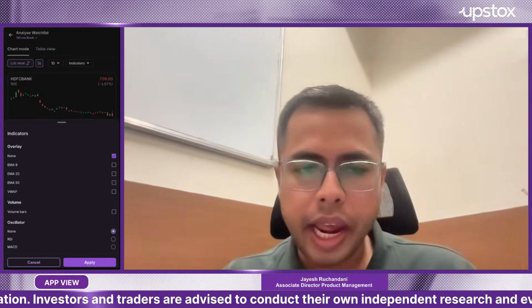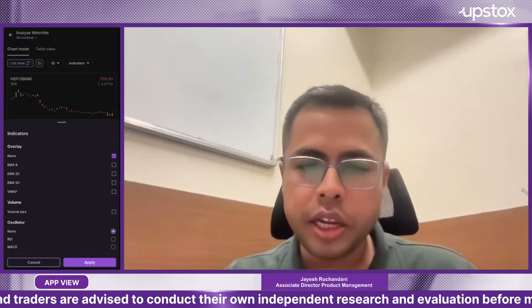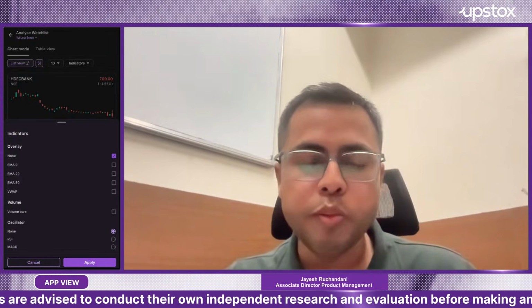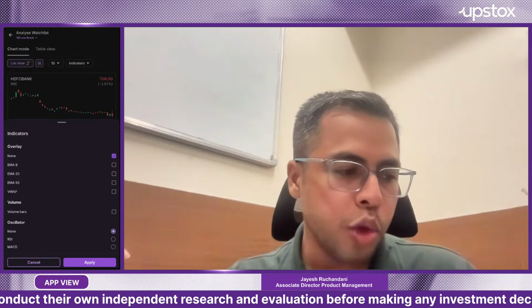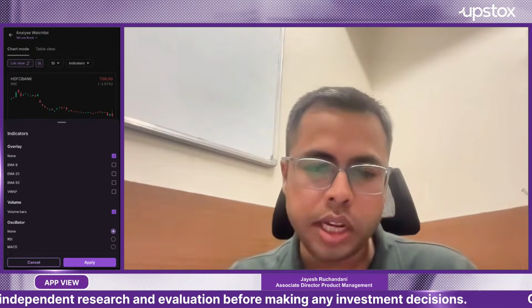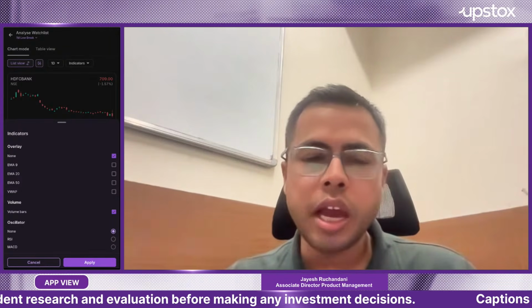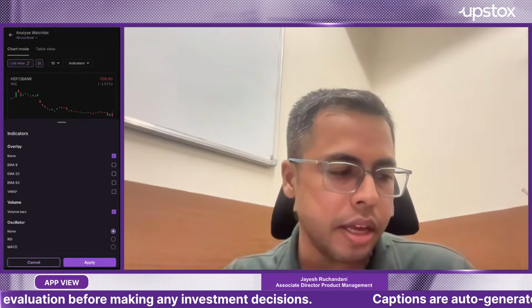You have EMA 9, EMA 20, 50, VWAP. These are your overlay indicators, which are based on moving averages or based on volume. Next is the volume bars. Using volume bars, you can track which stock in your watch list is having unusually higher volume, or which stock is having a very high volume spike.